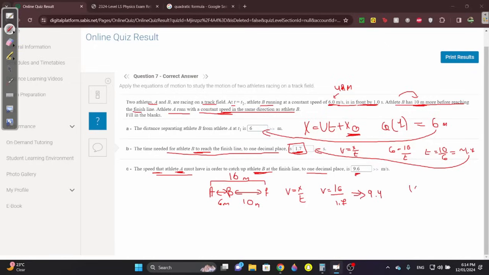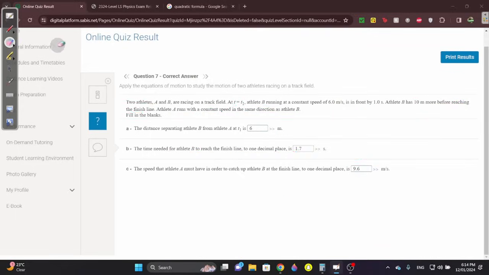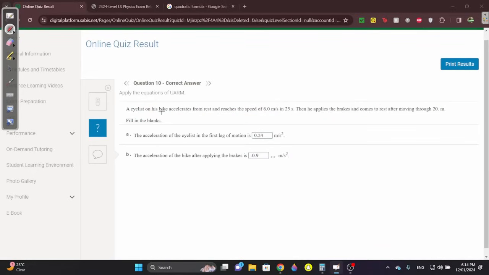It's because in the question they used 16 divided by 1.67, because the answer we got here was 1.67, but we rounded it. The question's wrong. 9.4 should also be accepted. Okay. I skipped 8 and 9 because 8 is wrong and 9 is one of the long ones.